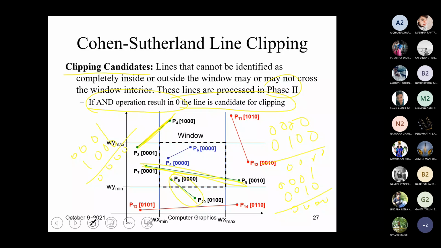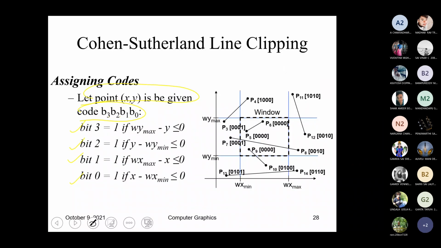Bit 0, bit 1, bit 2, bit 3. From where is it starting? 0, 1, 2, 3. This is bit 0, bit 1, bit 2, bit 3. If bit 3 is 1, you should remember this case, no other option. If bit 3 is 1, then y min minus y is less than 0.